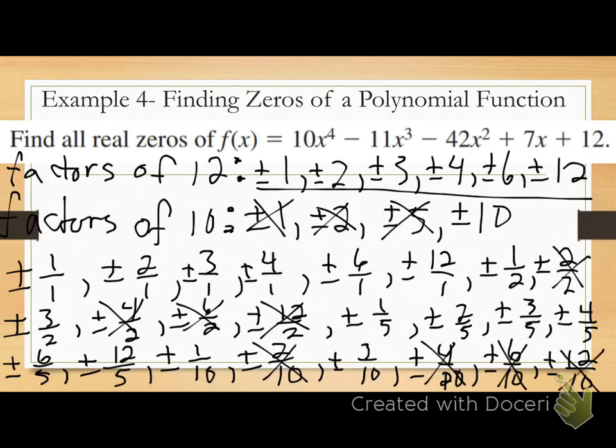I'm surprised that you had enough room for all those factors. Pretty impressive, huh? So there's my list of possible solutions, possible zeros for my polynomial.